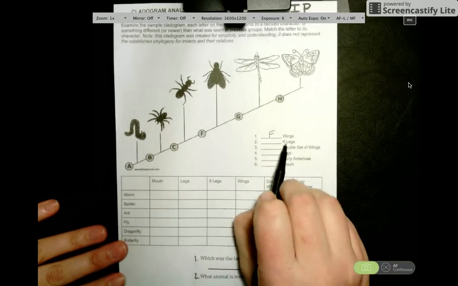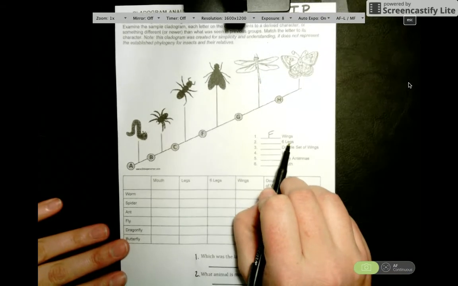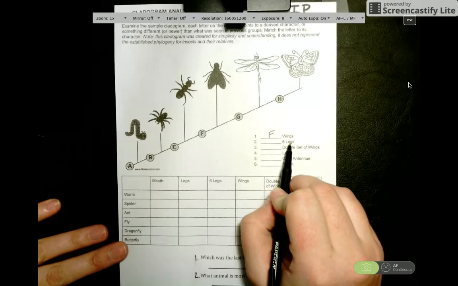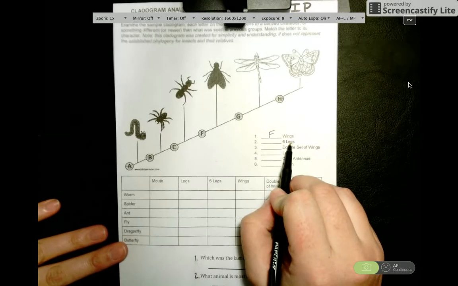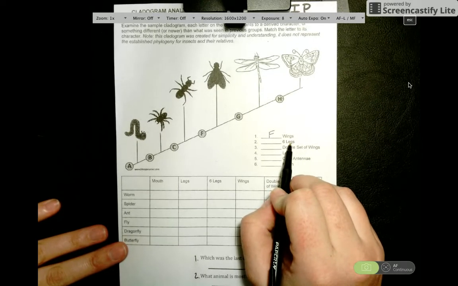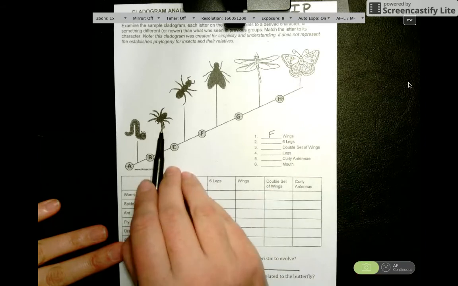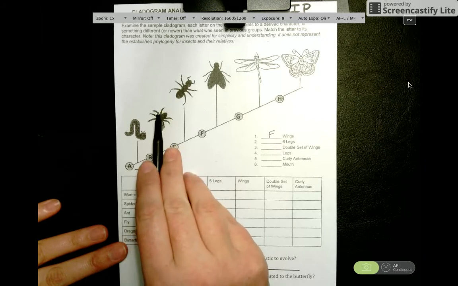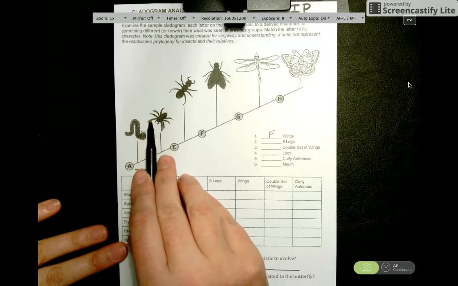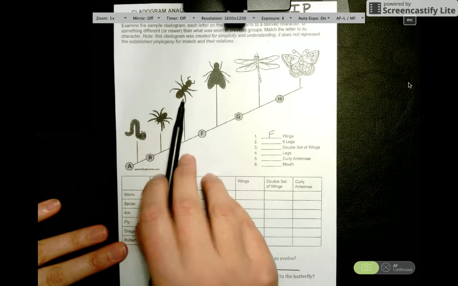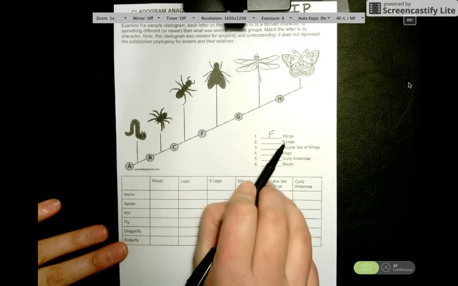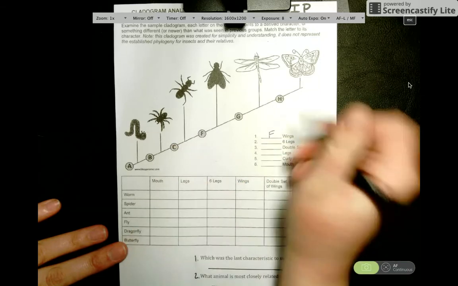Now let's look at 6 legs. Find where did 6 legs evolve? So I see the spider has legs, but it doesn't have 6 legs. It has 8. 1, 2, 3, 4, 5, 6, 7, 8. But if you look at the ant and the fly, they both have 6. So we're going to say 6 legs evolves at C.